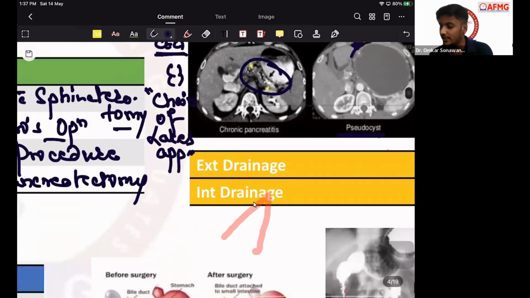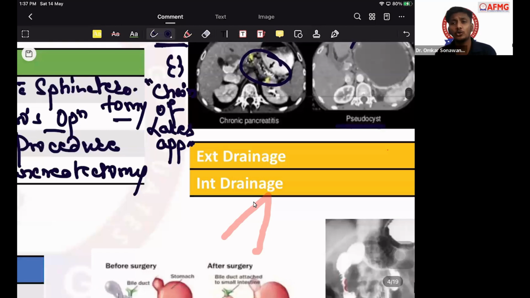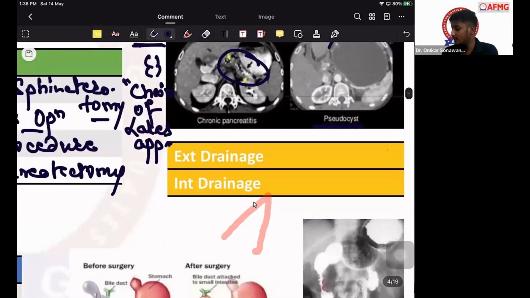And usually a pseudocyst develops 2 to 3 weeks after a pancreatitis episode. Minimum 2 to 3 weeks after the episode, the patient will develop a pancreatic pseudocyst, and it can dilate to a very huge extent. Remember. So if a pancreatic pseudocyst is developed, what is the treatment of choice?